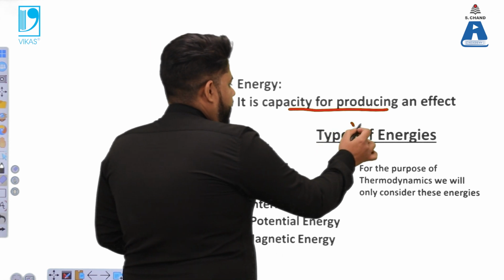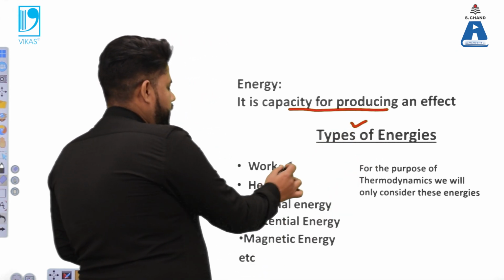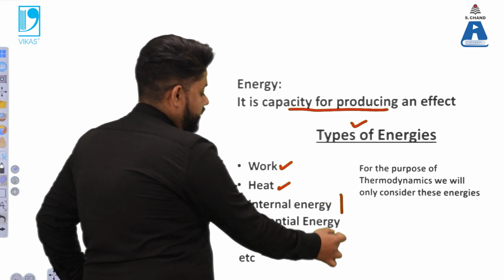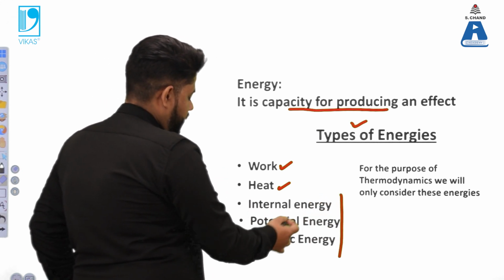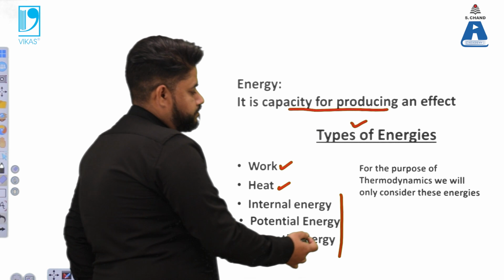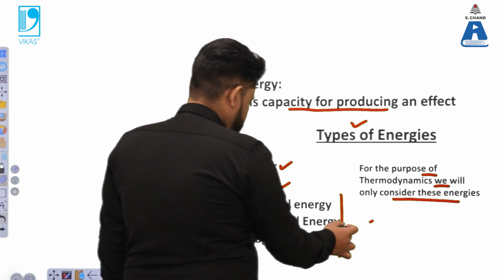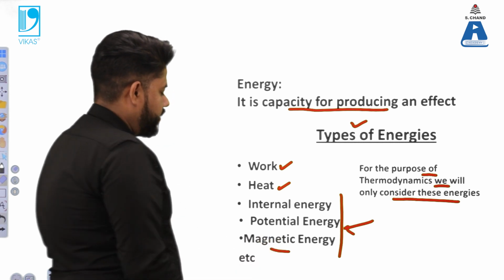So we have different types of energies. One is work, another is heat. Then we have certain energies like potential energy, internal energy, or the magnetic energy. For the purpose of thermodynamics, we will consider only these energies which are listed here.